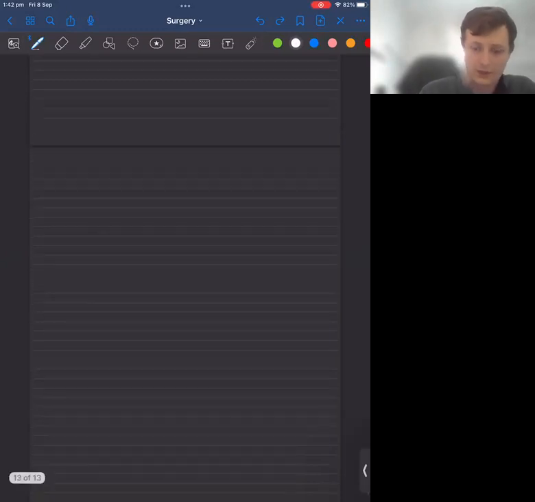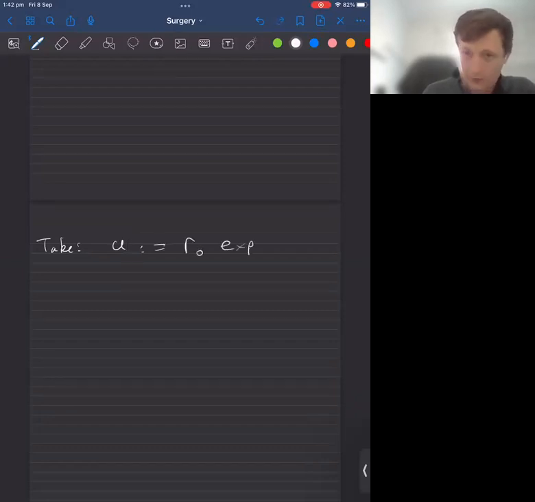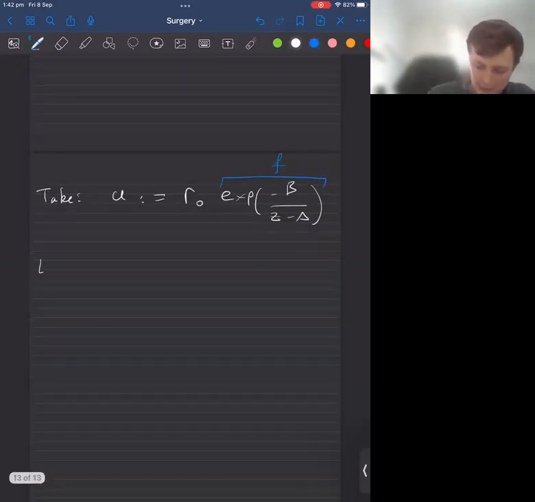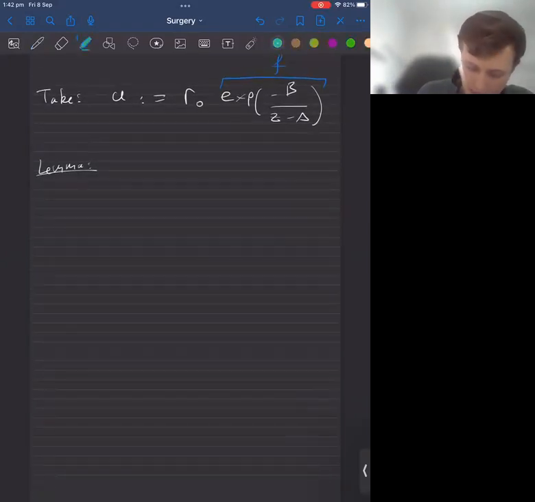What we do now is, as I said, we take u equal to r naught, and then this function I mentioned before, minus b over z minus lambda. Let's call this f. And then we have a lemma that I would probably give to first or second year students.